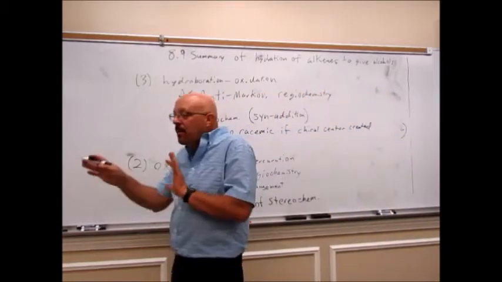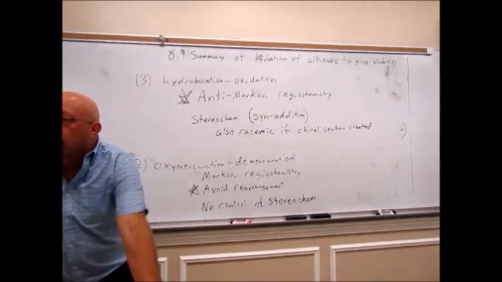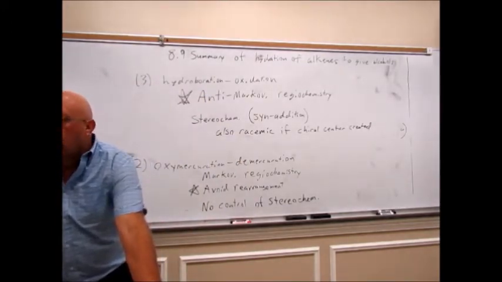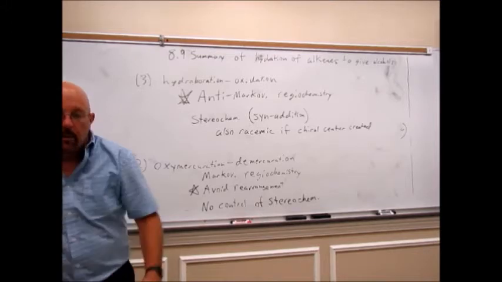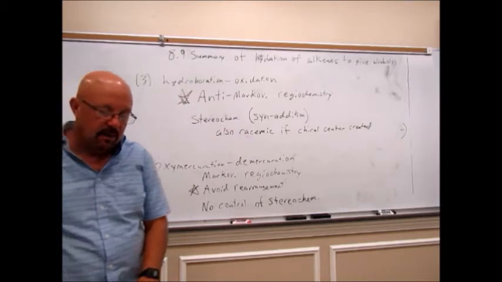So we got some control, but not full control. We're still going to get a racemic mixture. But you do get control that the hydrogen and the OH add to the same side. So like we did the ring there a moment ago, the hydrogen and the OH added to the same side of the ring.